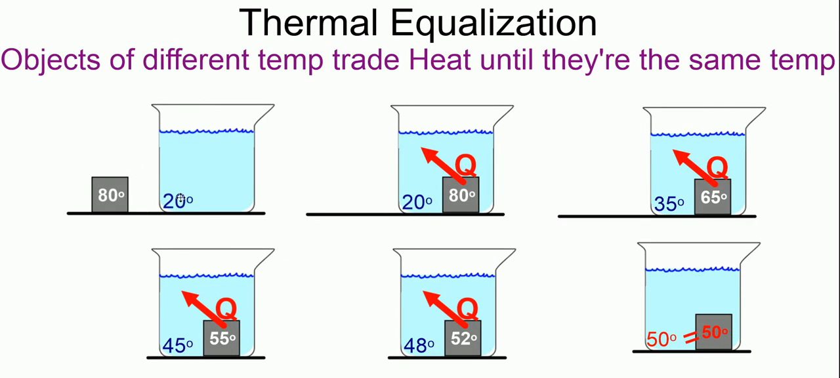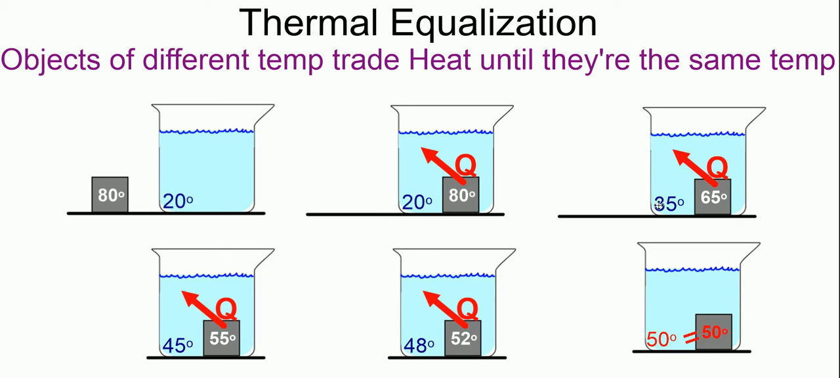Let's start by going through this scenario again where we start with an 80-degree piece of steel, 20-degree water. We place that in here. Now we have a situation. We have warm and we have cool. So heat will flow out, won't it, from the block into the water. The block cools, the water warms.